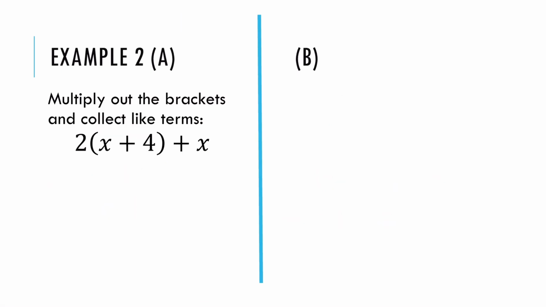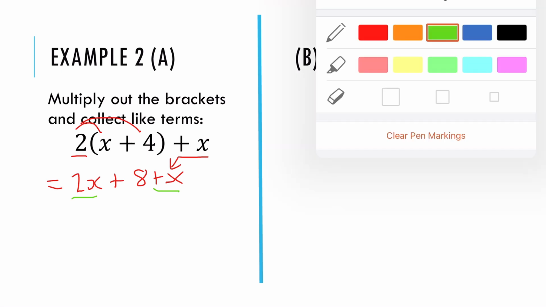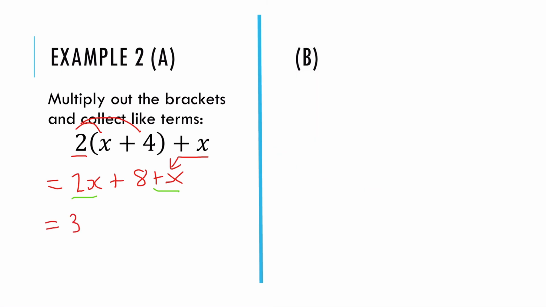Okay, in example 2, the only difference is that we have an algebraic term on the end now, but that shouldn't change too much. We're going to take 2 and we're going to multiply until the bracket closes, so after the plus 4. 2 times x is 2x. 2 times plus 4 is plus 8, and we still have the plus x on the end. Now what can I add together here? Well, I can do 2x plus x because they are both x terms, and that will give me 3x, and the 8 has nothing to add, so that's still just plus 8.